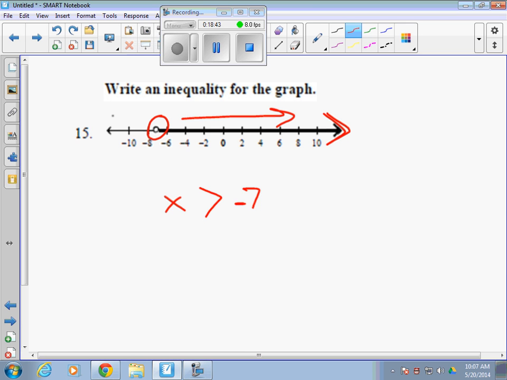You have to determine, are we going to make it say greater than or equal to or not? This symbol right here, since it's open, notice it's an open bubble, not a closed bubble, means it's simply going to be greater than, not or equal to. It's greater than negative 7.